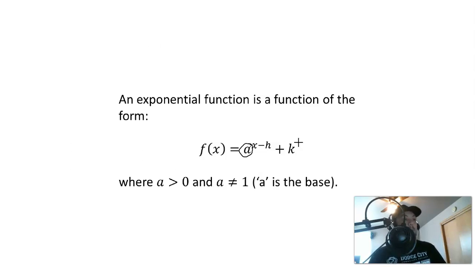All right, so this is what an exponential function is. The minus h and the plus k are callbacks to chapter 2, where h is a horizontal translation. It will shift the graph to the left or to the right. And k is a vertical translation. It will shift the graph up or down. So keep that in mind when we get to the graphing part.